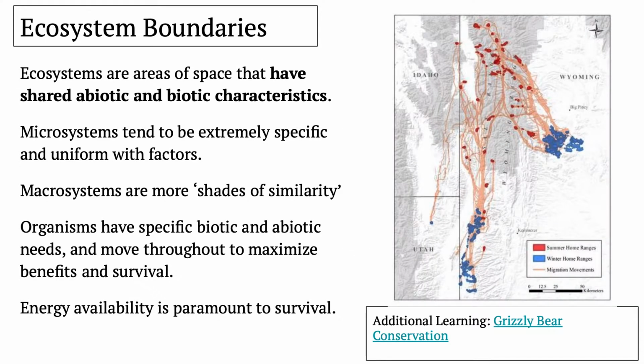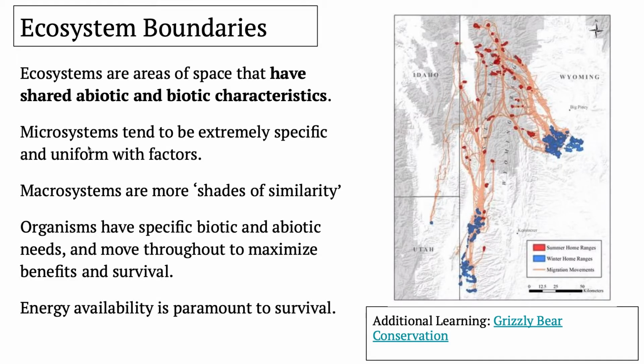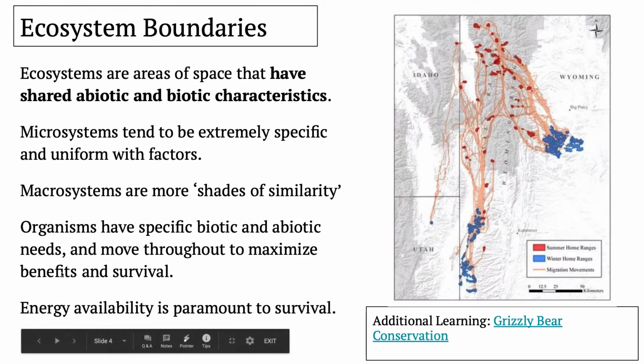Now, to start us off, we're going to talk about ecosystem boundaries. An ecosystem is just an area of space that has some level of shared abiotic and biotic characteristics. They can be very small, which means that they're quite uniform and extremely specific to the characteristics. Or they can be broader macro ecosystems that have shades of similarity. They're not completely identical. Organisms have really specific ecosystems that they thrive in or move throughout to maximize their benefit, their survival, and the specific biotic and abiotic needs that fulfill their ability to survive and reproduce.